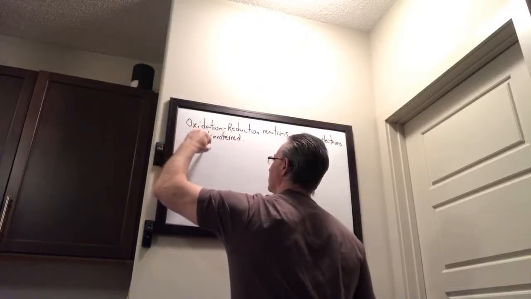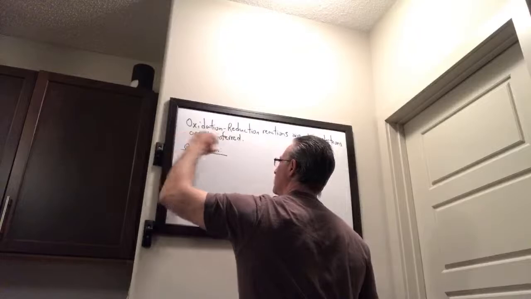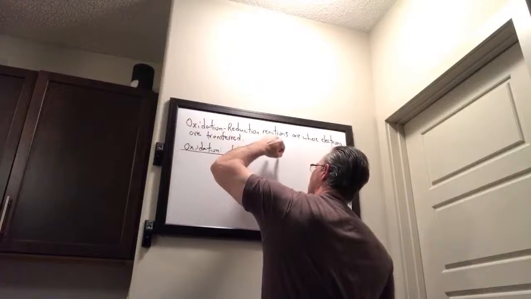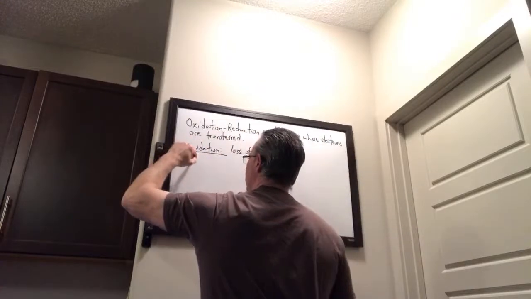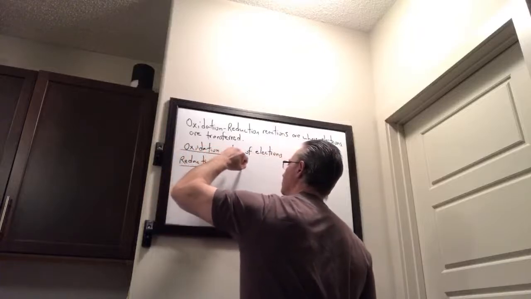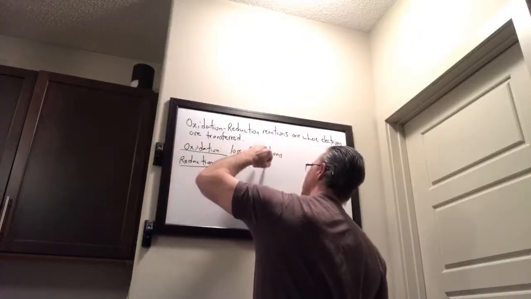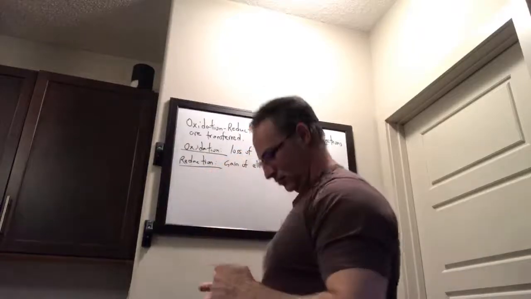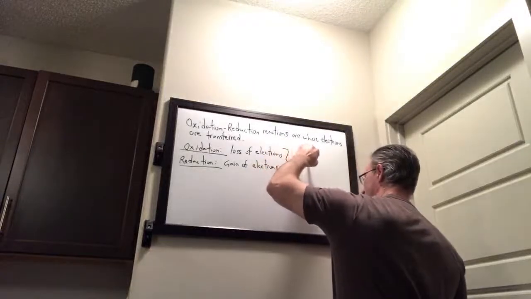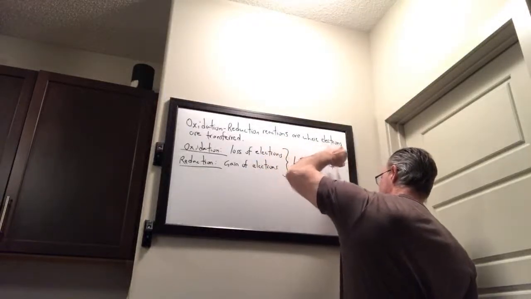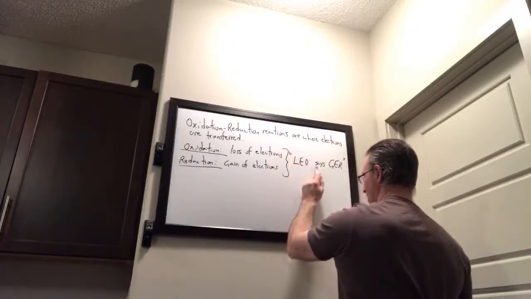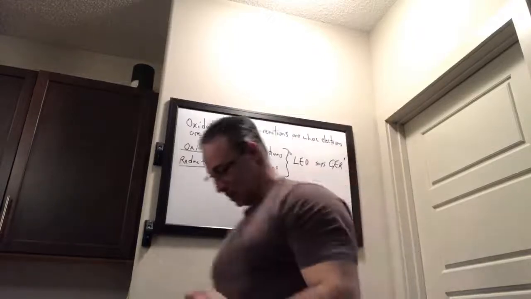Oxidation is a loss of electrons, and reduction is the gain of electrons. You could say LEO says GER. Loss of electrons is oxidation, gain of electrons is reduction. That's how you can remember it.